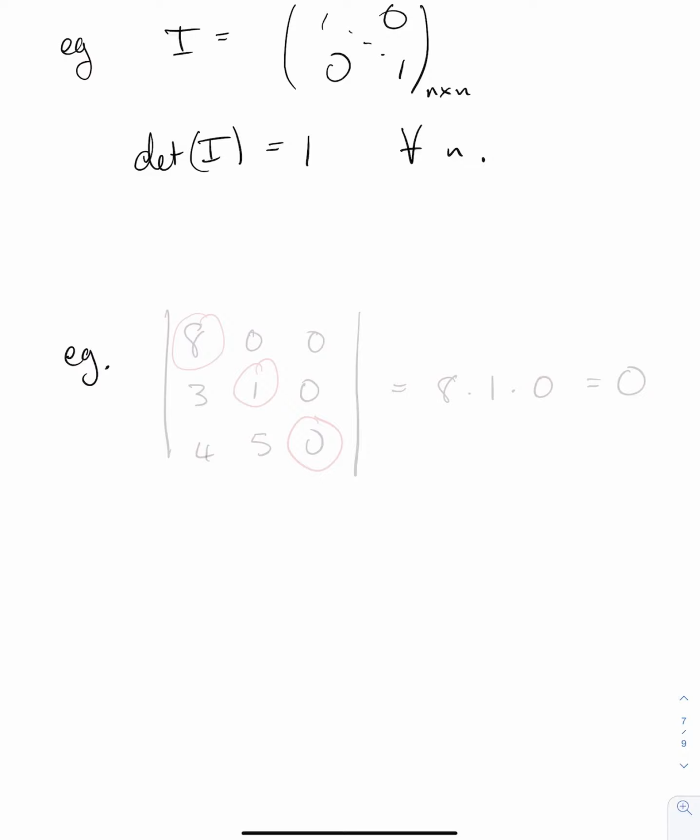Example. Let's look at the matrix 8, 0, 0, 3, 1, 0, 4, 5, 0, and find the determinant. This is indeed a triangular matrix, which means we only need to pay attention to the diagonal. The determinant of this is going to be 8 by 1 by 0, which is 0.